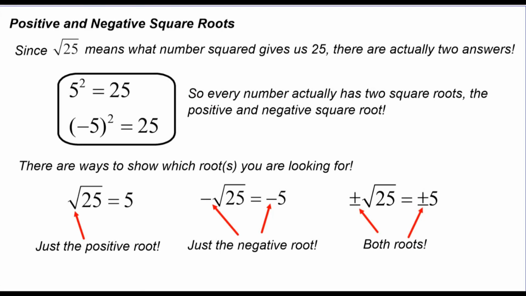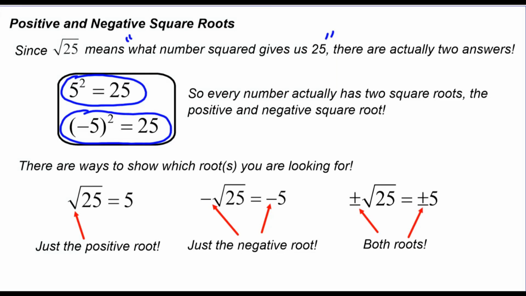Now, when it comes to square roots, there are actually positive and negative square roots. The square root of 25 means what number squared gives us 25. That's the question the square root is asking: what number times itself gives us 25? There are actually two answers to that question. The first one is obvious: 5 times 5 is 25, so 5 squared is 25. But also negative 5 squared is 25. So there are two ways I can take a number and square it and get 25, one positive and one negative. A take-home message here would be every number has two square roots, the positive and the negative square root.